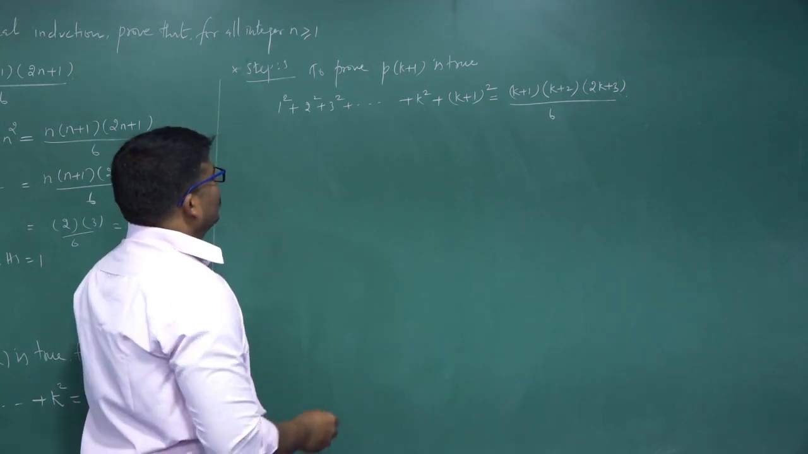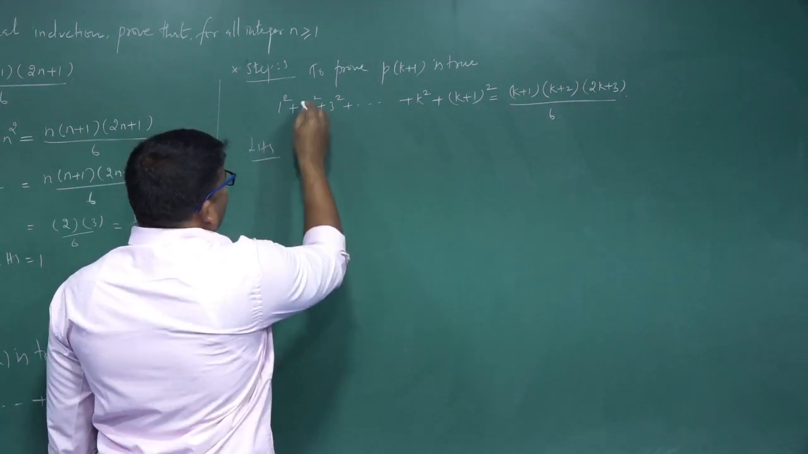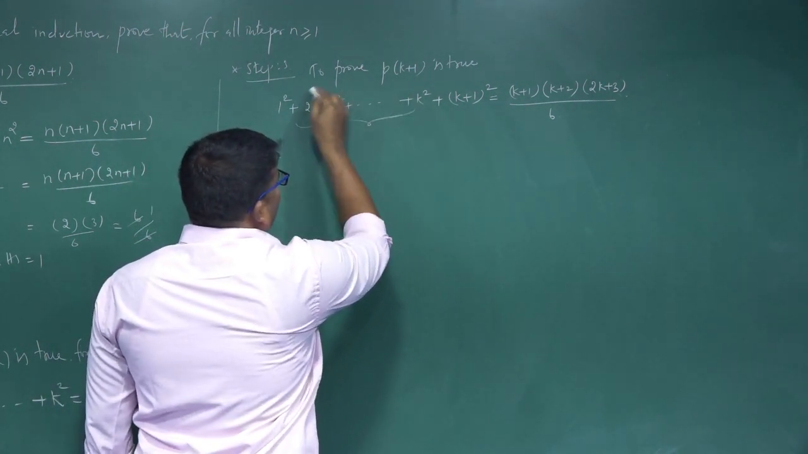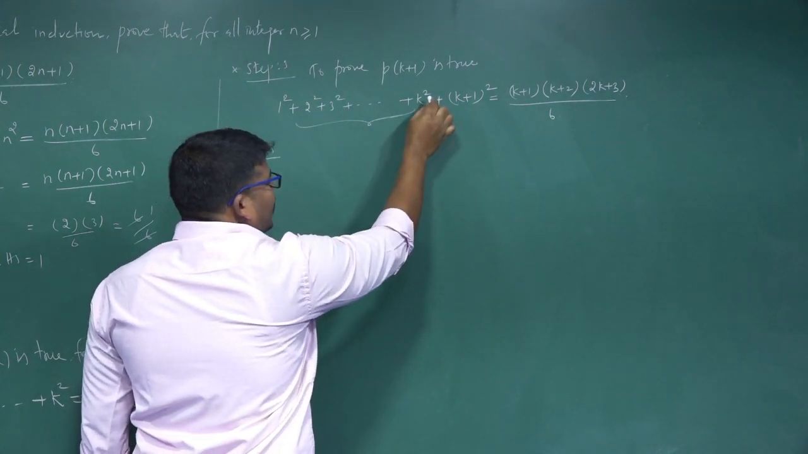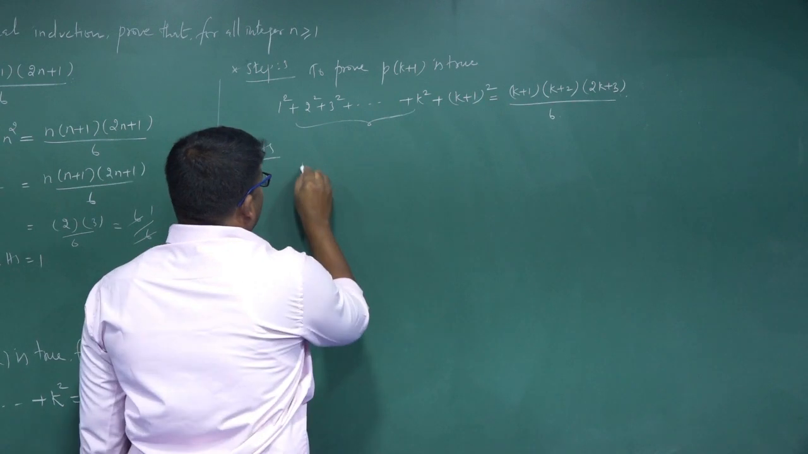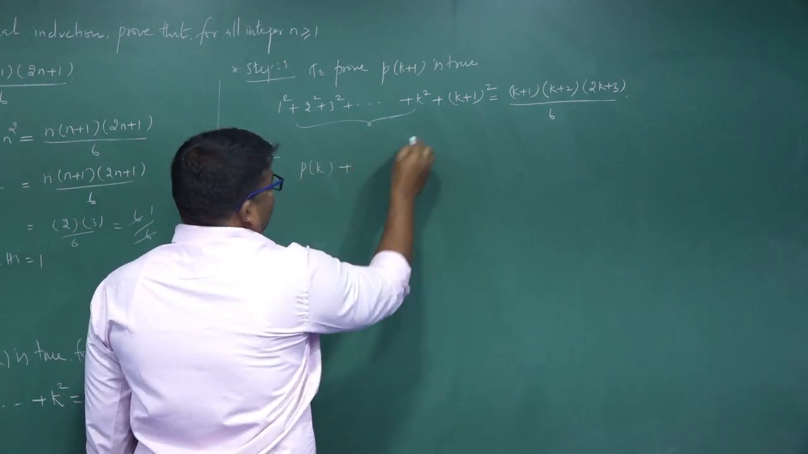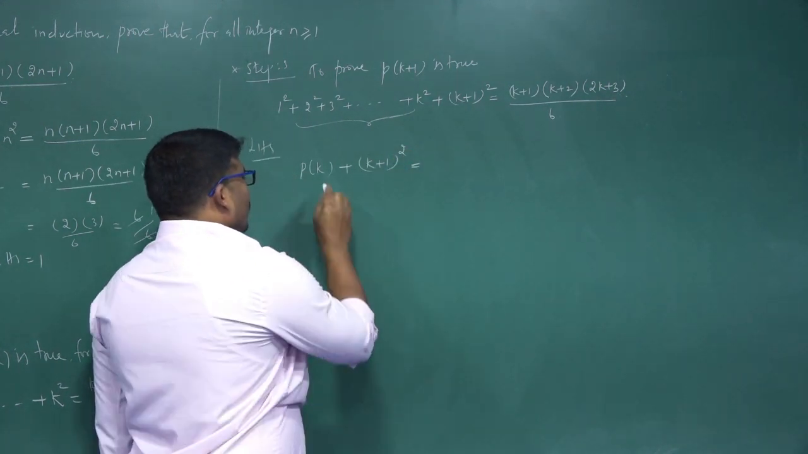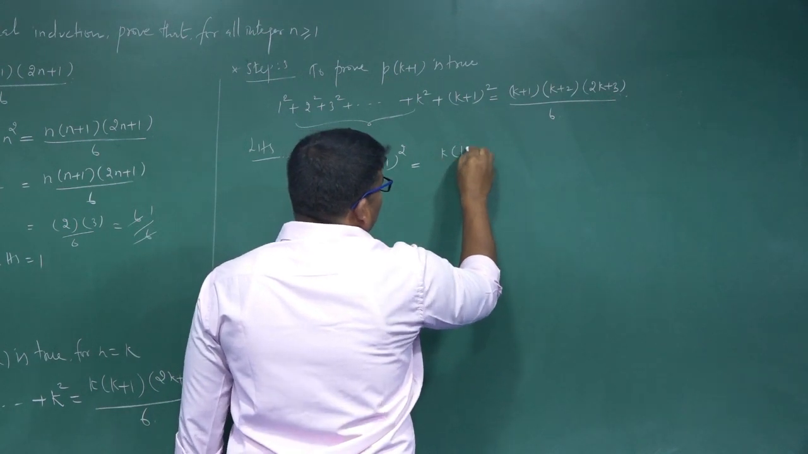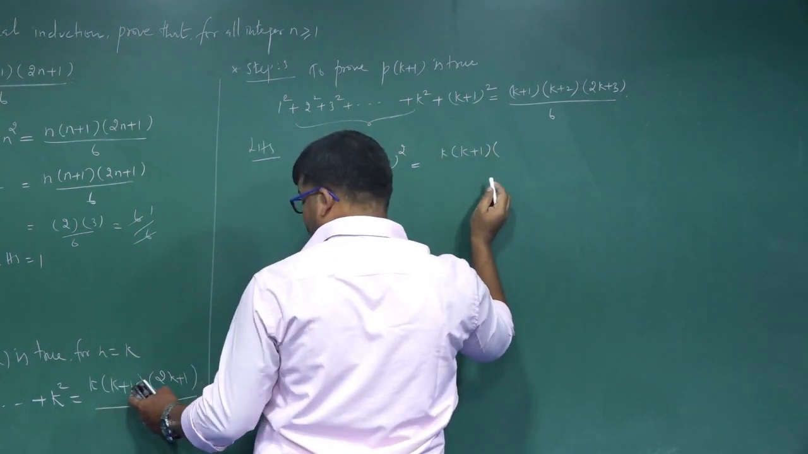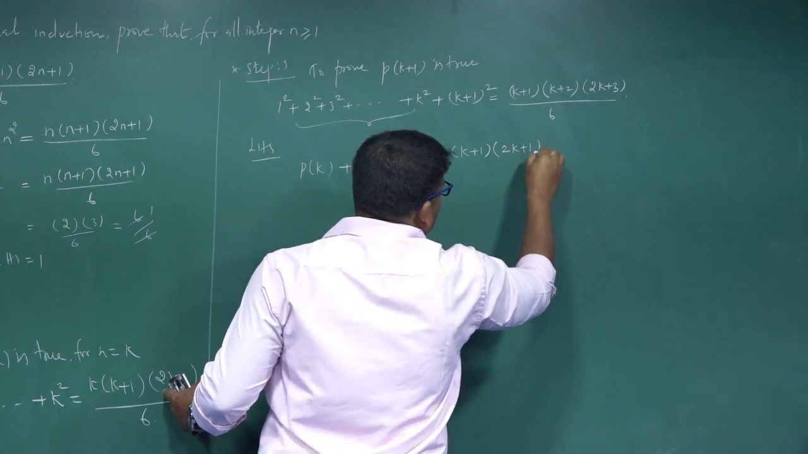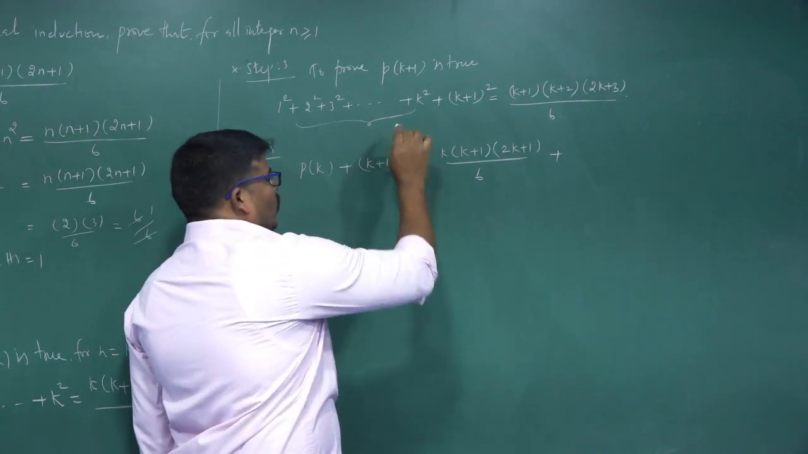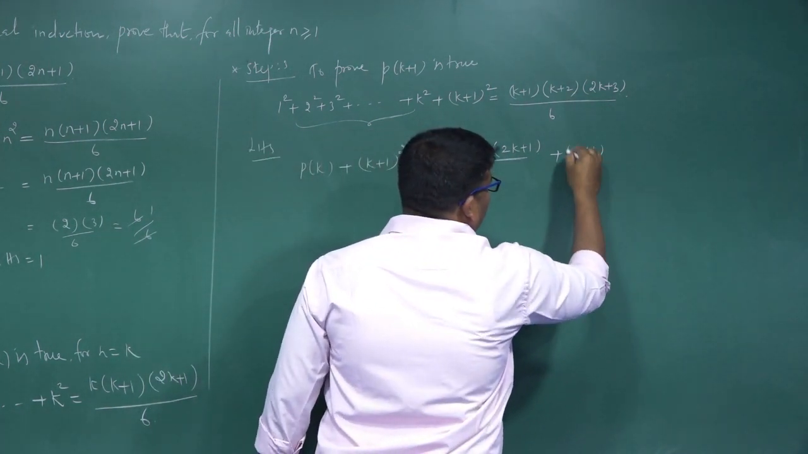Taking LHS, the left hand side, 1 square plus 2 square plus 3 square plus etc. plus k square is P of k. Let us consider this term P of k plus k plus 1 whole square. Already P of k is k into k plus 1 into 2k plus 1 by 6, plus k plus 1 whole square.